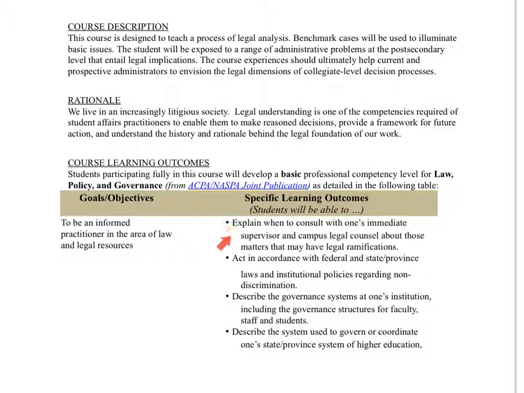You'll see over on this side the specific learning outcomes. I have grouped them under goals and objectives that I have for you, and these are the things that you all hopefully will leave this course having learned and being able to understand or do. So I want you all to take some particular note of them. There are 3 goals and objectives that I have for the class, and each of these specific learning outcomes relates back to those goals.